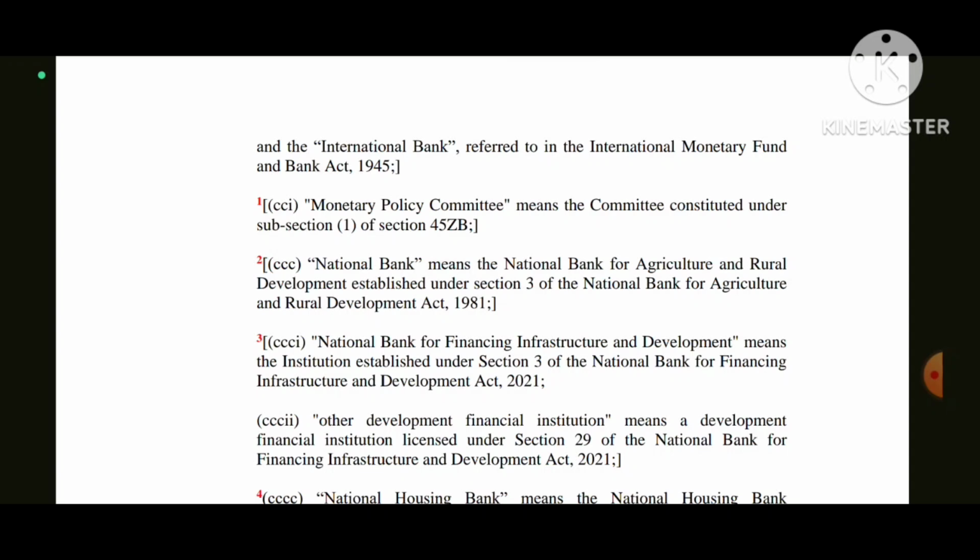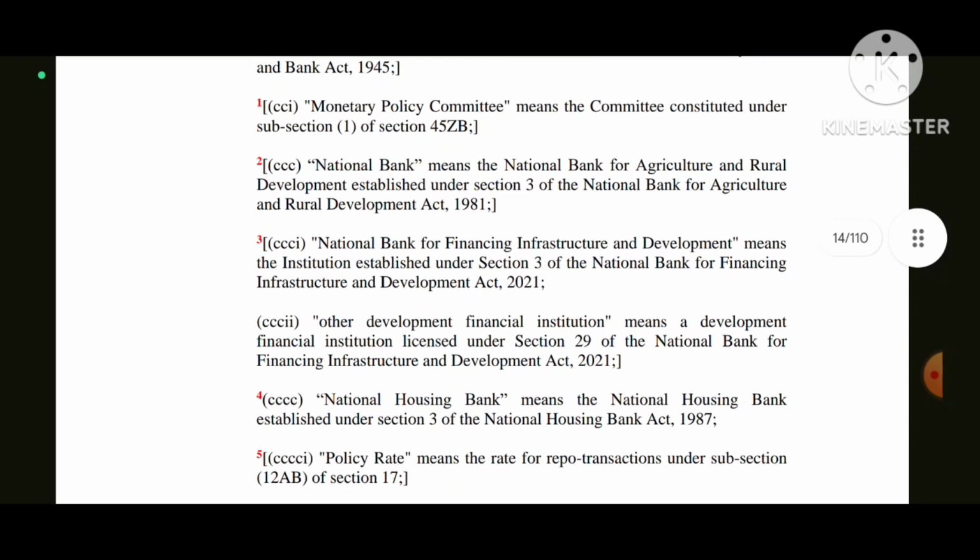Next is clause CCC, National Bank, means the National Bank for Agriculture and Rural Development established under section 3 of the National Bank for Agriculture and Rural Development Act 1981. That is NABARD. This is talking about NABARD. Okay, the next clause is CCC1, National Bank for Financing Infrastructure and Development, means the institution established under section 3 of the National Bank for Financing Infrastructure and Development Act 2021.